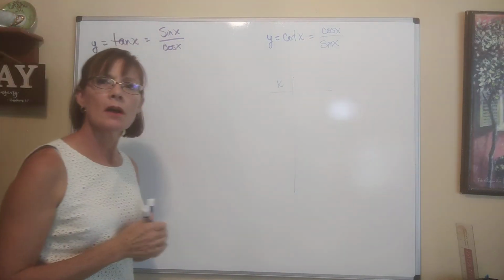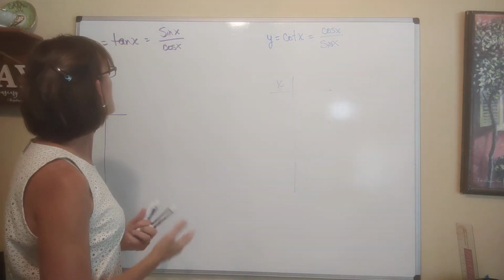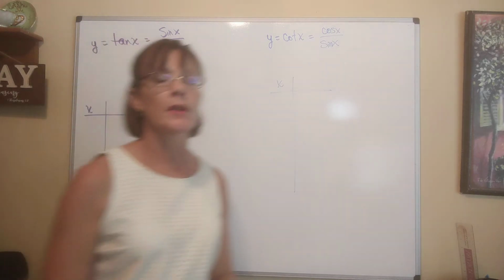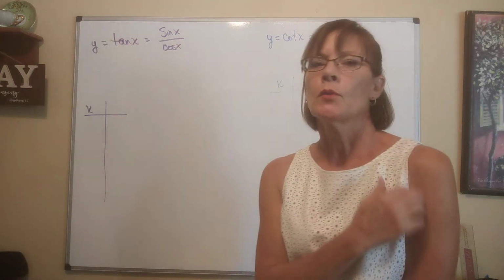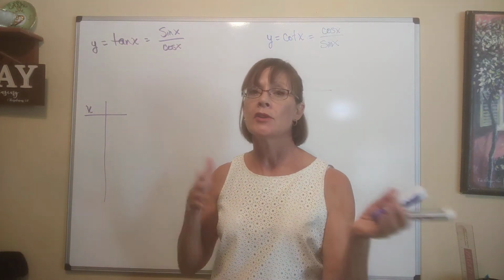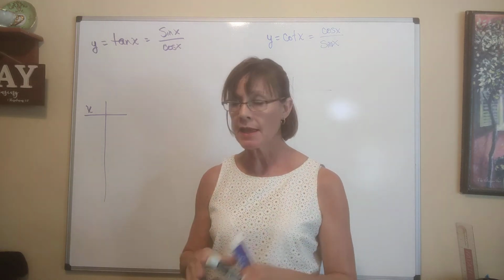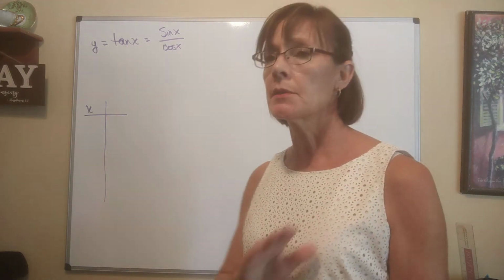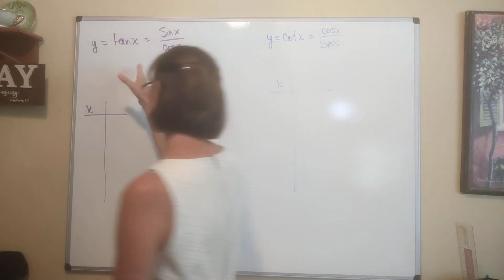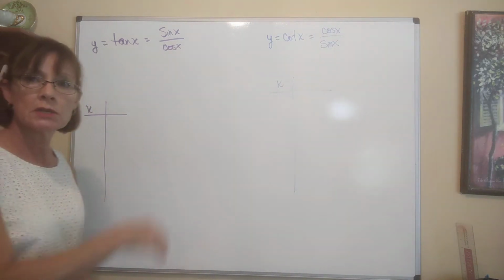Okay, the last two graphs we need to look at are the tangent graph and the cotangent graph. As with other graphs, we will later see that you can have phase shifts and vertical shifts and things like that. But today I just want to look at the basic graph. So this is a basic tangent graph. This is going to be a basic cotangent graph.